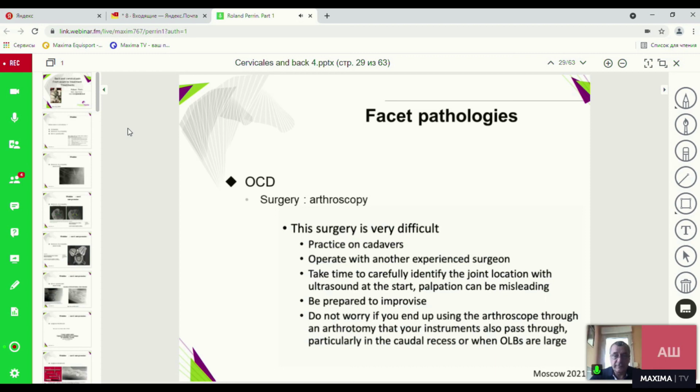And I think you need to have the CT picture before and after, and to use the ultrasonography to go to the joint.